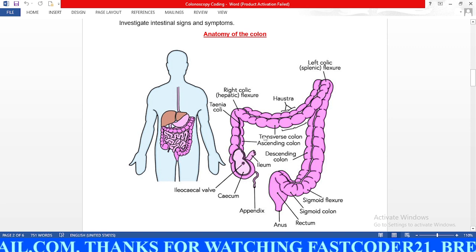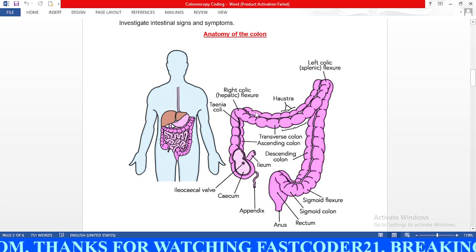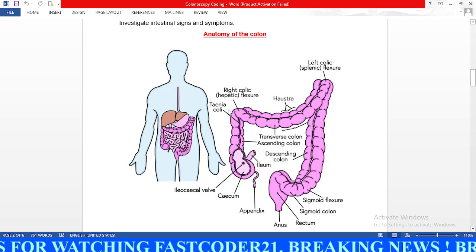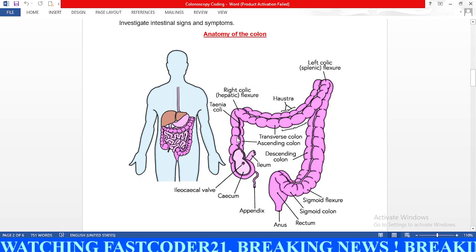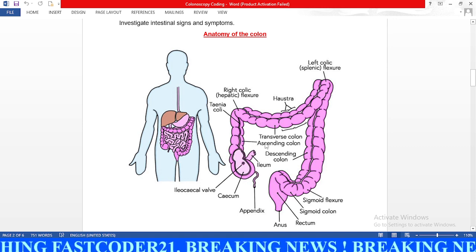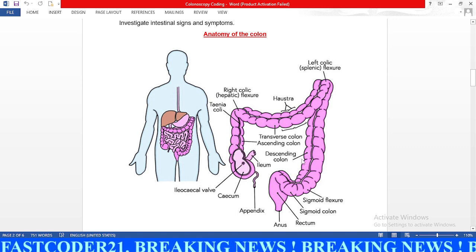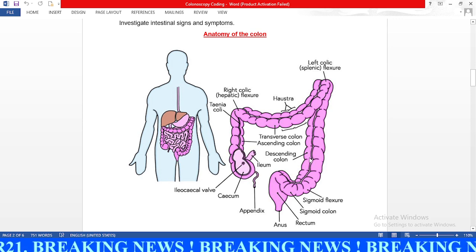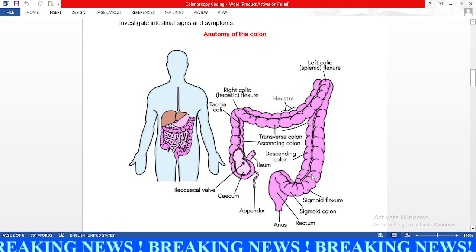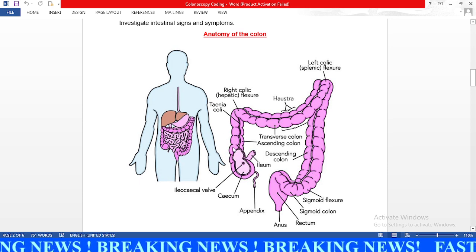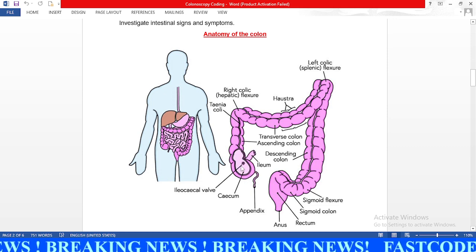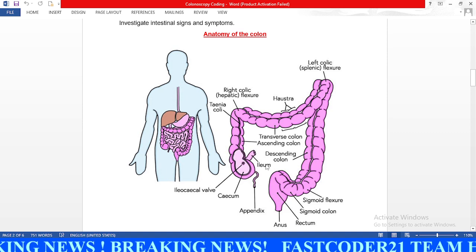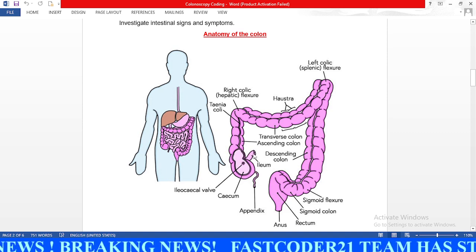If you see here, this is the transverse colon. We also have the right colic flexure or hepatic flexure, and the tinea coli. Usually we call this part the ascending colon, and here we call it the descending colon. So the left side is the descending colon and the right side is the ascending colon. And then the ileocecal valve, cecum, appendix and ileum. So here the ileum connects to the small intestine.